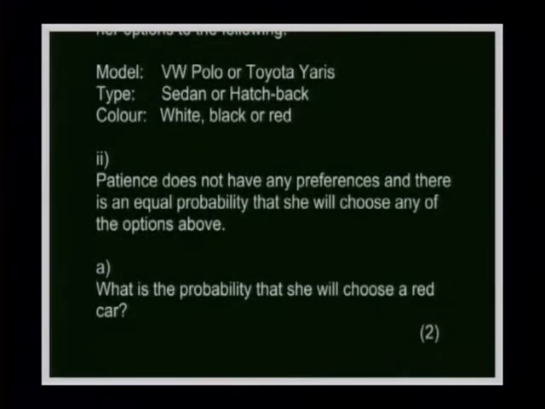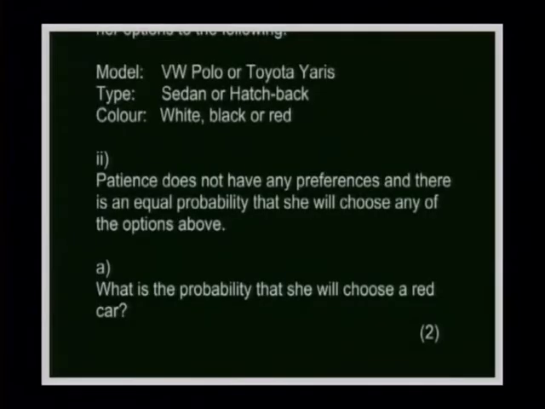Right, so that's a question. Now it says, Patience does not have any preference and there's an equal probability that she will choose any of the options above. So basically what we're saying is that there is no preference. So between the 2 cars, there's a 50% chance of her choosing either one of those cars. So it's an equal likelihood of each event occurring. What is the probability that she will choose a red car?